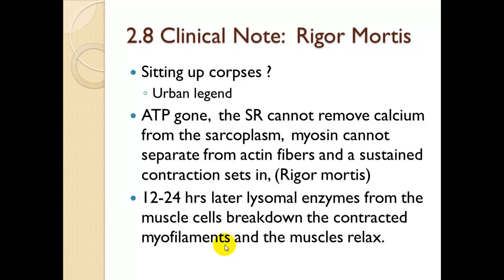Clinical note, rigor mortis. Corpses sitting up all by themselves is pretty much an urban legend. ATP is gone, and the sarcoplasmic reticulum cannot remove the calcium from the sarcoplasm. Myosin cannot separate from the actin fibers, and a sustained contraction sets in, or rigor mortis. 12 to 24 hours later, lysosomal enzymes from the muscle cells break down the contracted myofilaments and the muscles relax. That's why after about 12 to 24 hours the corpse can become somewhat flaccid again, or the rigor be gone.